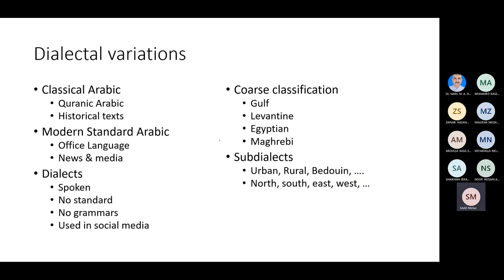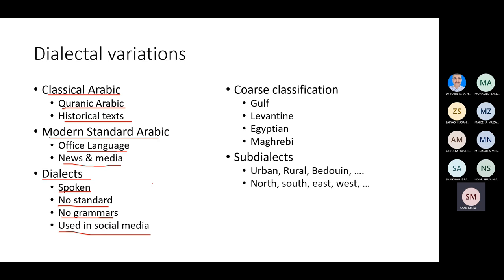And the third challenge is the dialectal variations, because we have three variations, I would say. The first one is classical Arabic, which is the Quranic Arabic and the historical text. The second one is modern standard Arabic, which is the official language used in the news and the media. And the third variation is the dialects, the spoken dialect that we use day to day. It has no standard, it has no grammar. That is really a big challenge. And it's used in the social media.